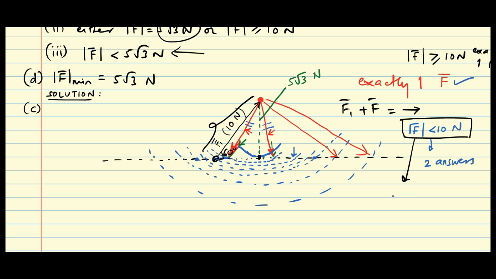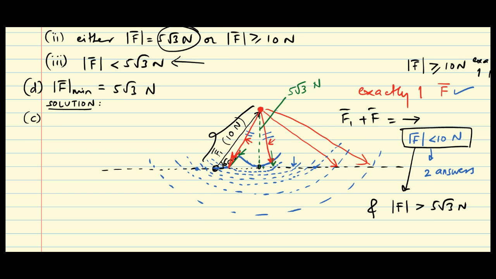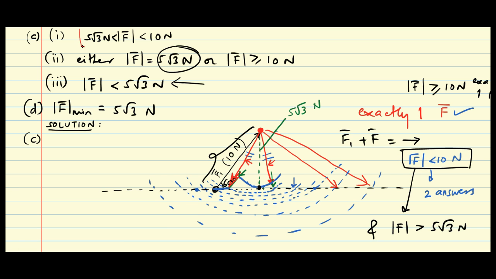It's also necessary that, apart from mod f bar being less than 10 newtons, the other condition which must simultaneously be fulfilled to get two answers is that mod f bar must be larger than the perpendicular distance, which is 5√3 newtons. And that is the motivation behind writing this thing over here.